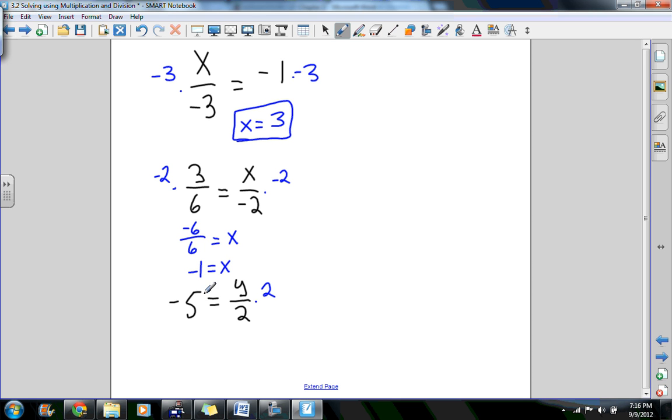And here I multiply by 2. So I get -10 equals y. And make sure that you checked all of these. Those will count for points and credit.